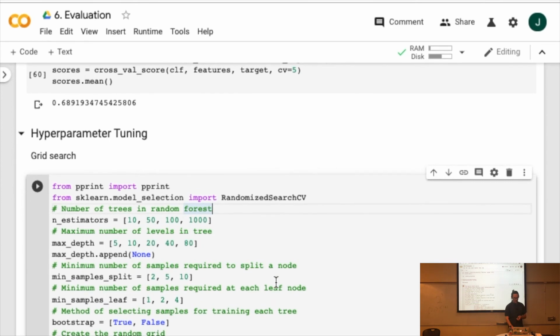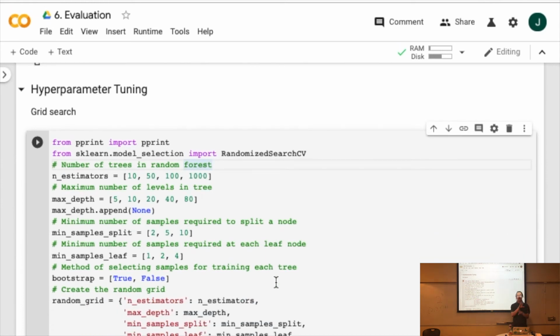In grid search, you put in all the different combinations of hyperparameters you want to try. So maybe we want to try 10 trees, 50 trees, 100 trees, 1,000 trees. And then maybe we want to try max depth of 5, 10, 20, 40, or 80. And there are other hyperparameters too. We throw in all these hyperparameters, and grid search will try every combination. It does that for us all in one pipeline. We just hit run, and we might have to wait a little while, but it will pop out the best combination of hyperparameters.